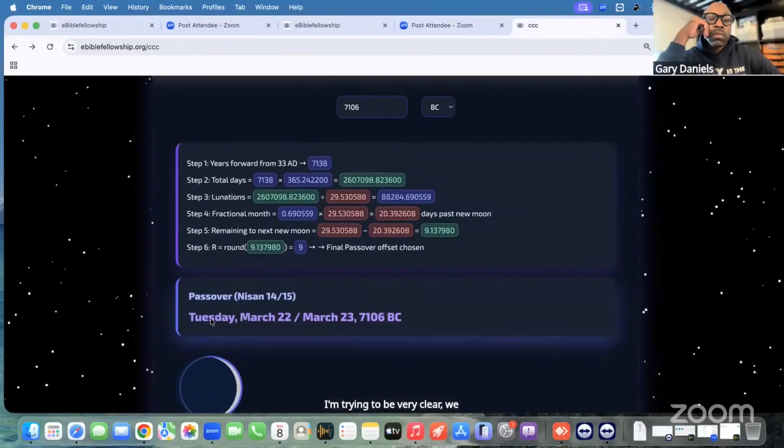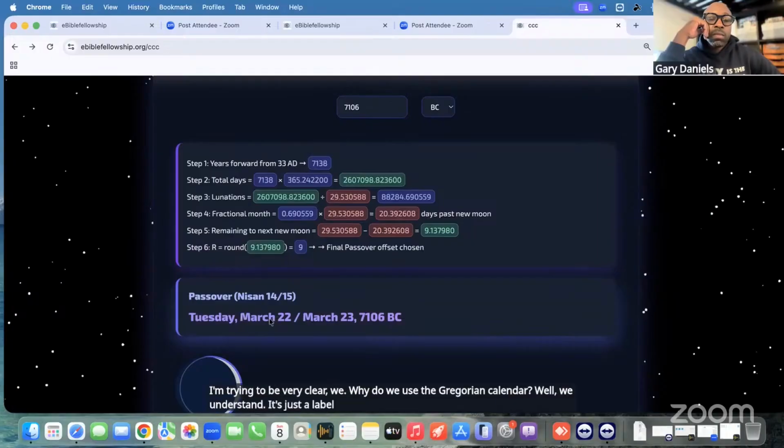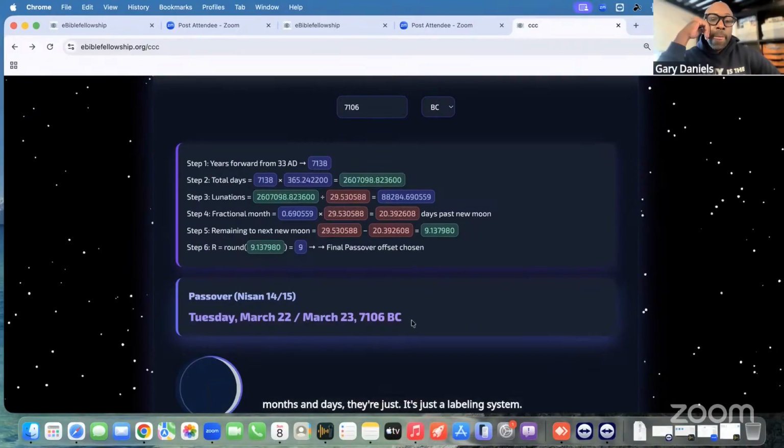So when I say Gregorian date, I'm trying to be very clear. Why do we use the Gregorian calendar? Well, we understand it's just a label. These months and days, it's just a labeling system, so we can understand it. And the same thing with the Hebrew calendar.